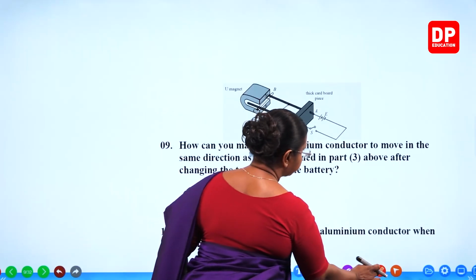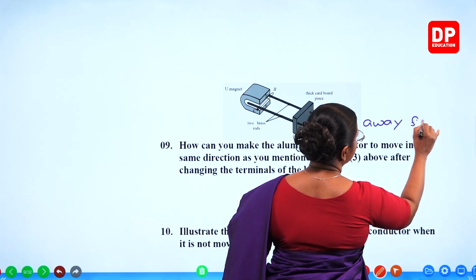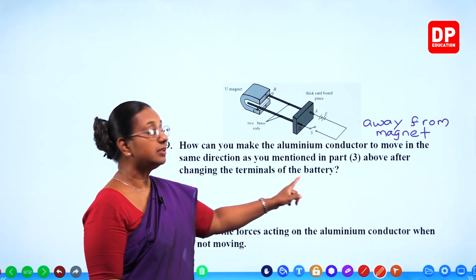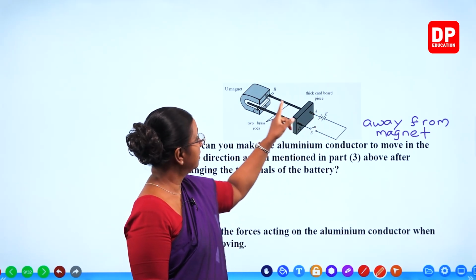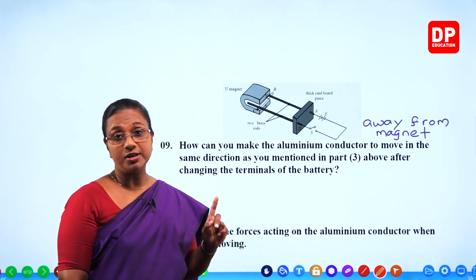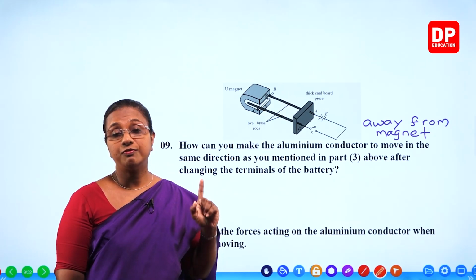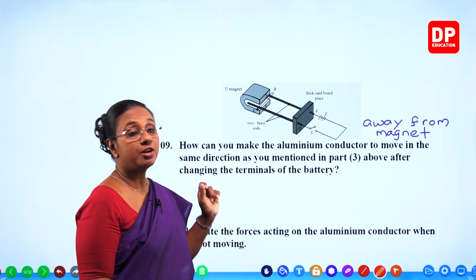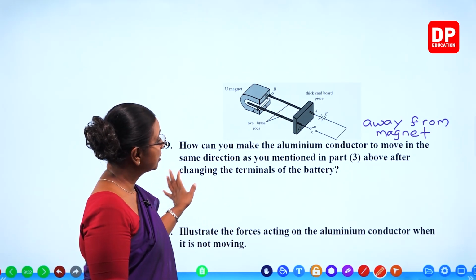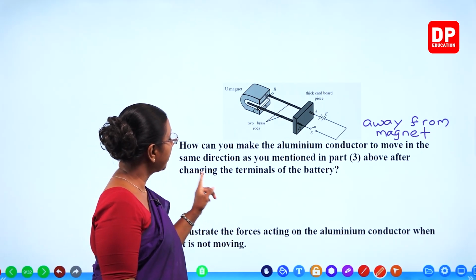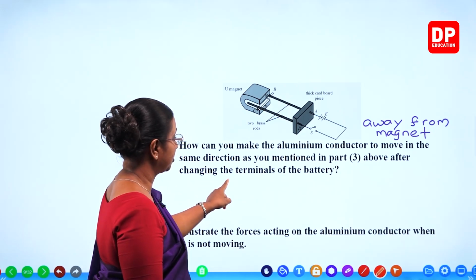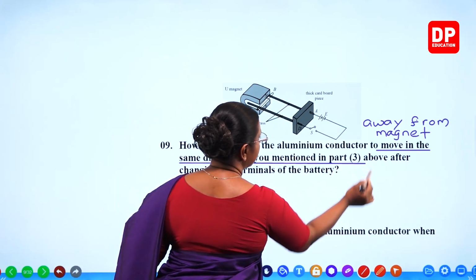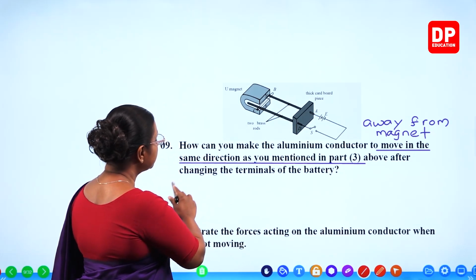Now here it should be away from the magnet. Out of or away from magnet. But you can remember after changing the terminals of the battery, when we change the terminals of the battery, the rod moved into the magnet. So I have told you all this. When we just make one change, direction of the force changes. But if you change both, the direction of the current flow as well as the direction of the magnetic field, then of course there will be no change. So how can you make the aluminium conductor to move in the same direction as you mentioned in part 3 above, that is away from the magnet after changing the terminals.